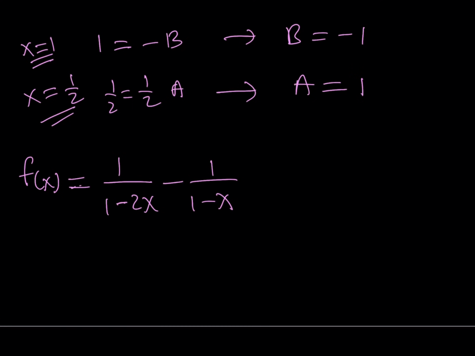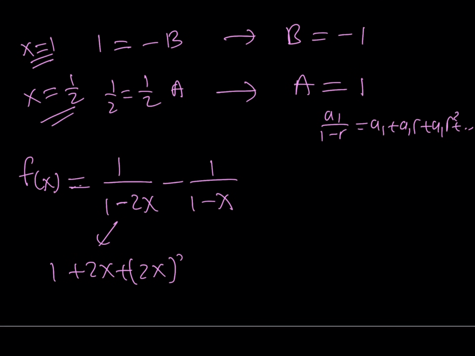And if you remember the formula a1 over 1 minus r for a1 plus a1r plus a1r squared, you can basically turn these into the following. The first one is going to be 1 plus 2x plus the 2x quantity squared plus 2x quantity cubed, and so on and so forth. And the other expression is just going to be 1 plus x plus x squared, and so on and so forth. As you know, this is the geometric sum we just talked about, right?